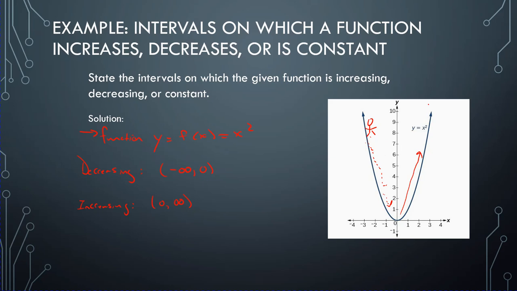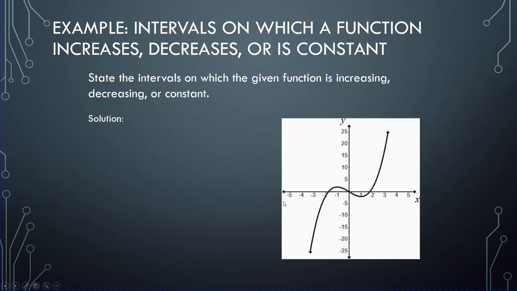Okay. Let's do another one here. So I've got this graph here. State the intervals on which this given function is increasing or decreasing. So look, you're going to go left to right. Okay, so I want to find where it's increasing and where it's decreasing.